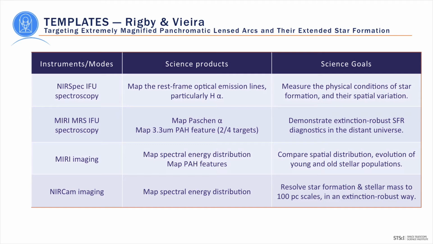The spatial scales that we can probe with the help of gravitational lensing are about 100 parsec scales, so 30 Doradus size regions in the distant universe. And the main science goals are to measure the physical conditions of star formation and how much those conditions vary spatially in a way that you just can't measure without lensing, to demonstrate some of the extinction-robust star formation rate diagnostics that will be workhorses for JWST in the distant universe, to look at where the young stars are and compare that to where the older generations of stars have been, and really to resolve star formation and see what star formation looks like on 100 parsec scales.